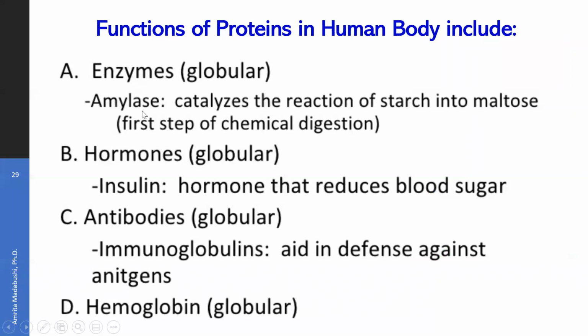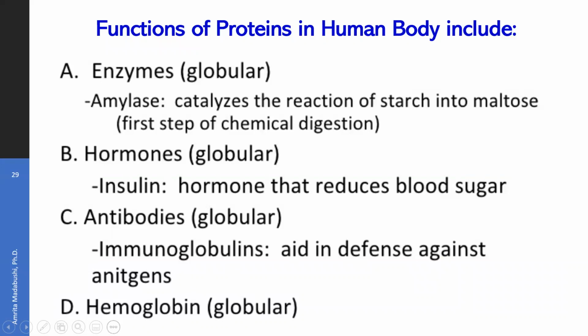For example, amylase helps in catalyzing the reaction of starch, or initiating the conversion of starch into maltose, the first step of digestion. They serve as hormones such as insulin that can help reduce blood sugar. They serve as antibodies, which means that immunoglobulins are primarily proteins that help in defense against antigens.